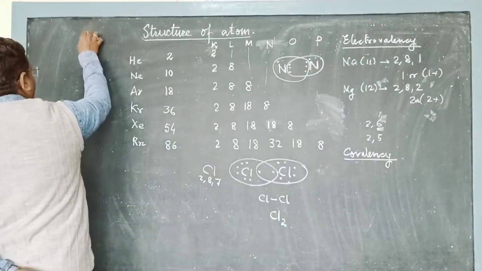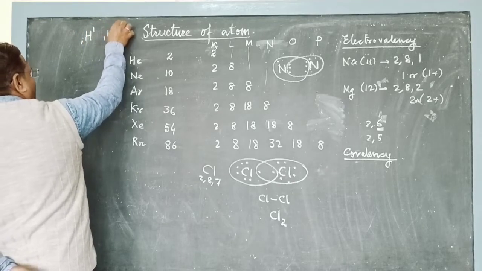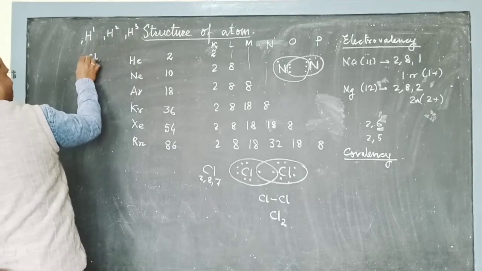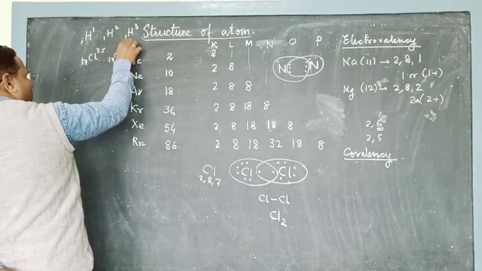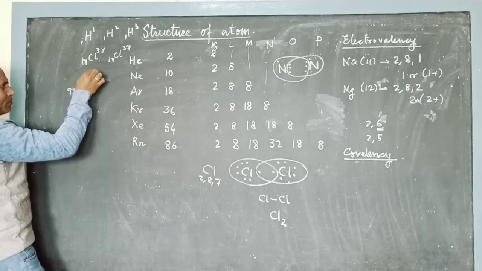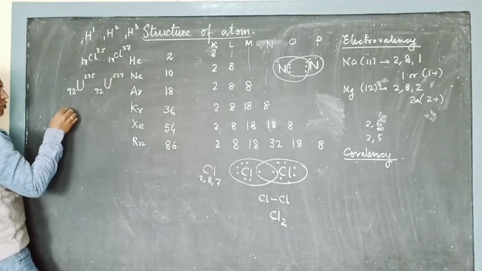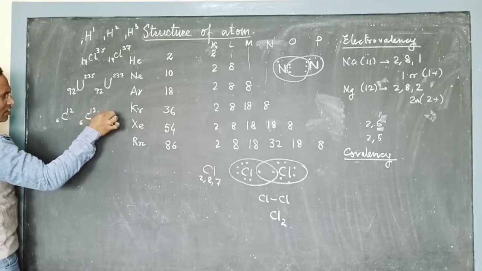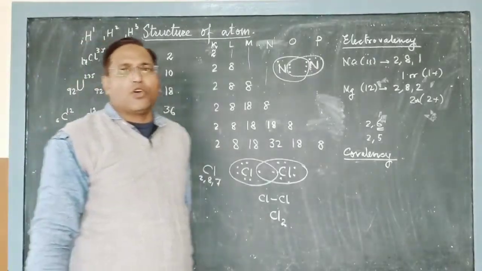For example, hydrogen, we have got 3 isotopes of hydrogen: protium, deuterium and tritium. Then we have got 2 isotopes of chlorine, chlorine 35 and chlorine 37. We have got 2 isotopes of uranium, uranium 92, 235, and uranium 92, 237. We have got 3 isotopes of carbon: carbon 6, 12, carbon 6, 13, carbon 6, 14. Similarly, we have got isotopes of neon.